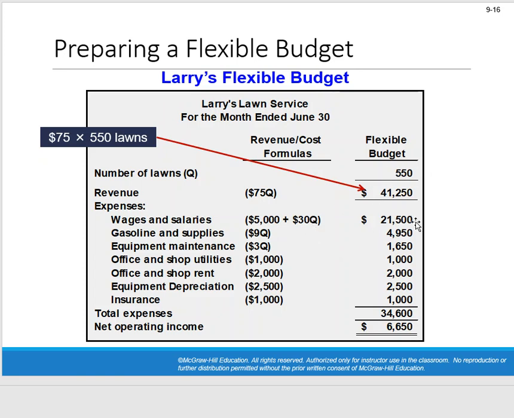So our wages and salaries budget has gone up. Our gas and supplies budget would go up because that's 9Q. Equipment and maintenance, 3Q. So all of these variable expenses are going to go up because we have a higher level of activity. Q is higher. And then these fixed costs, office and shop utilities, office and shop rent, equipment depreciation, insurance, they're all fixed. They're not going to vary with our level of activity. So those numbers all stay the same. And according to this, we should have net operating income of 6,650 at this level of activity, 550 lawns.